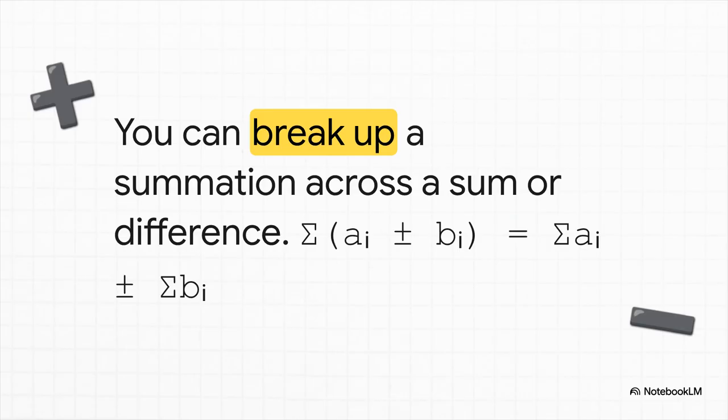If the expression inside your sigma is 2 things being added or subtracted, you can actually split that one big, complicated sum into 2 smaller, simpler ones. This lets us break down a tough problem into pieces we can actually manage.